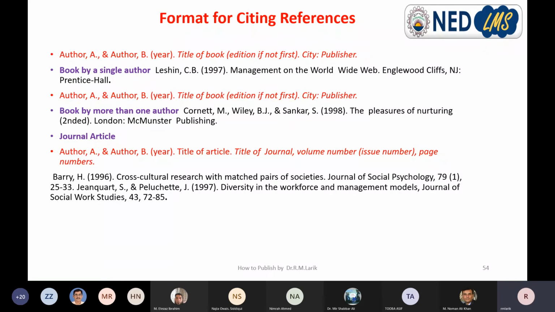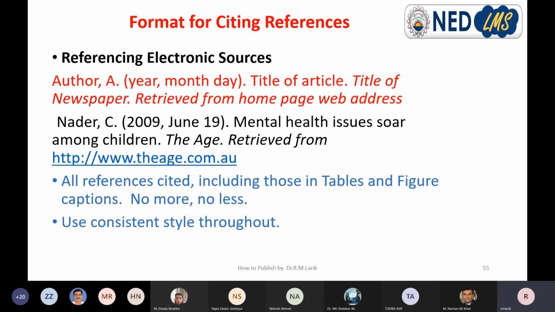And this is a format for citing the references. Sometimes the format is author, year, title, book edition, publisher, year. So it is different, right? You can just look around at the formatting for citing the references.